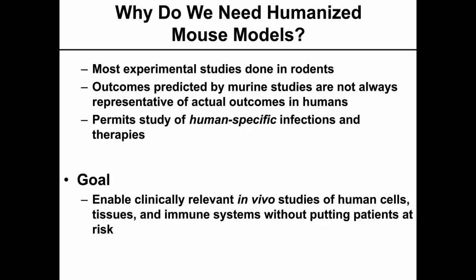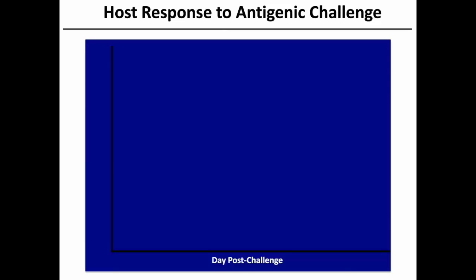So the next question is, how do we actually get human cells and tissues to engraft, survive, and maintain functionality in humanized mouse models? And what we really need to do is target both the mouse innate and adaptive immune system. So just to provide an overview of what this general immune response to an antigenic challenge is, I've shown you a diagram here highlighting the aspects of an immune response to antigenic challenge.